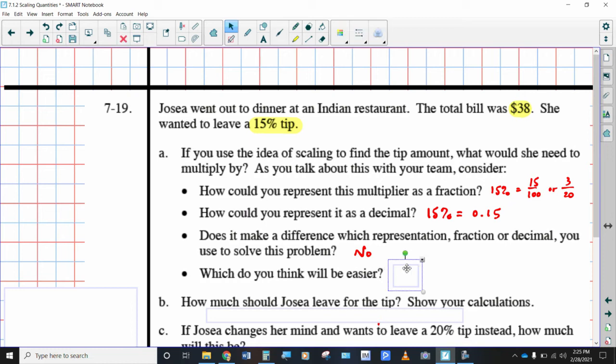And which way do you think is easier? Well, that is a personal choice. I think it's easier with the decimal most of the time because of the calculators. But I never discount using fractions. Sometimes that works really nicely too.